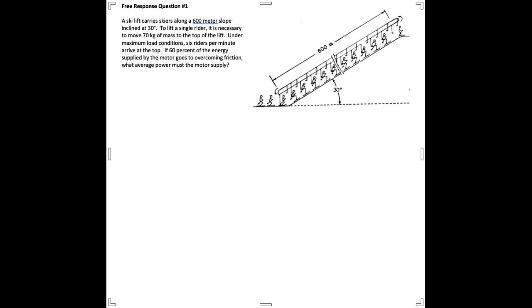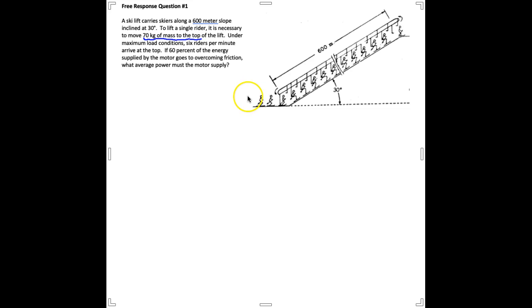This is the first FRQ on the work energy review packet. It says that we have a ski lift carrying skiers along a 600-meter slope inclined at 30 degrees. To lift a single rider, it is necessary to move 70 kilograms of mass. This is assumed to be the mass of the skier and all of their gear to the top of the lift.